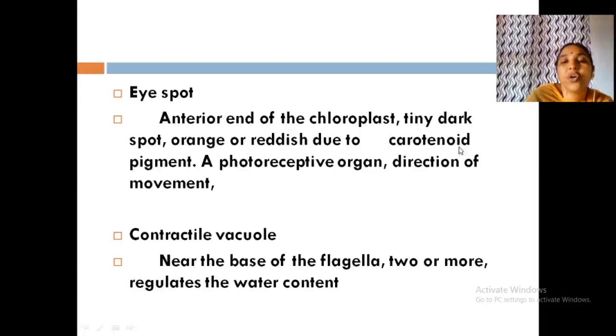It is a photoreceptive organ present at the anterior end, orange to reddish in color. It also gives the direction of movement. Then the contractile vacuoles just below this. That is actually the excretory part. Just below the flagella, there are two or more contractile vacuoles. Osmoregulation is the main function of contractile vacuoles.